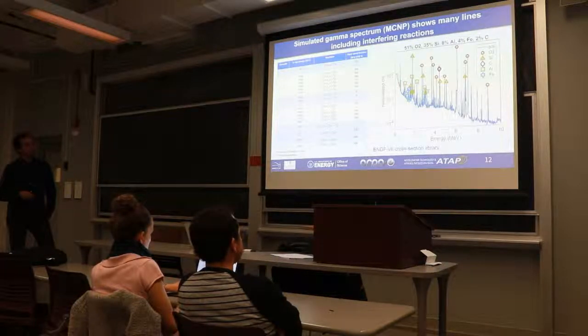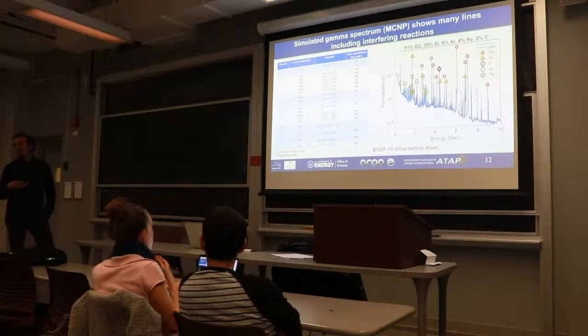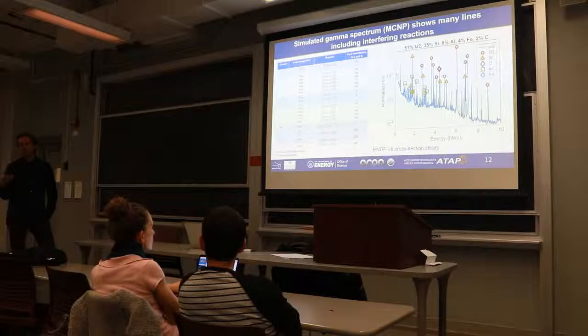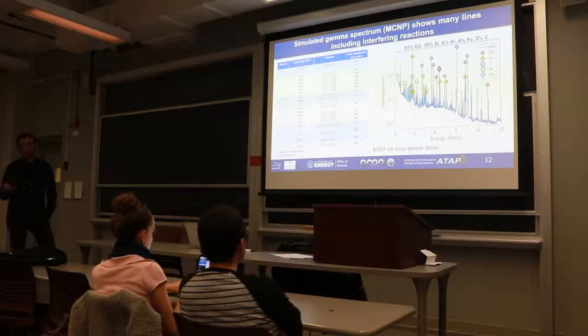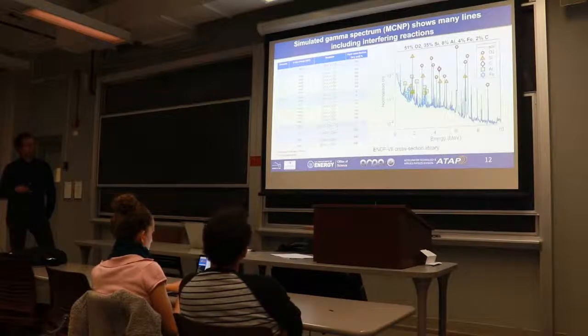But water content is one of the big concerns we have. So if you have water in your soil, you get neutron attenuation, and that will mess up your neutron flux. And then to be able to figure out what your carbon concentration is, you need to know your neutron flux quite well. So that's one of the challenges we have.